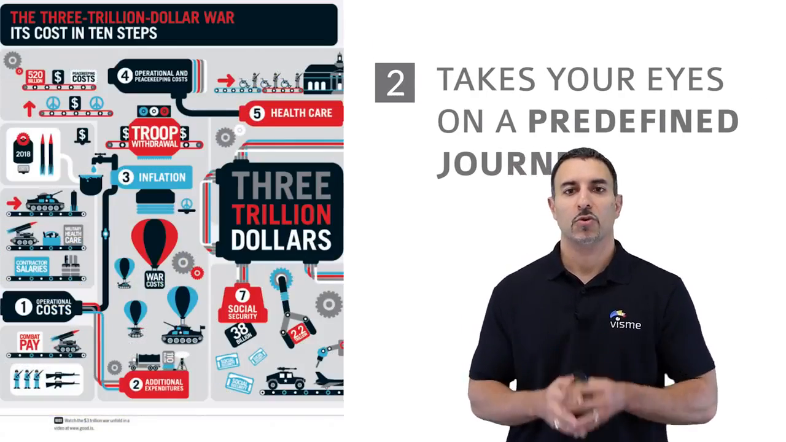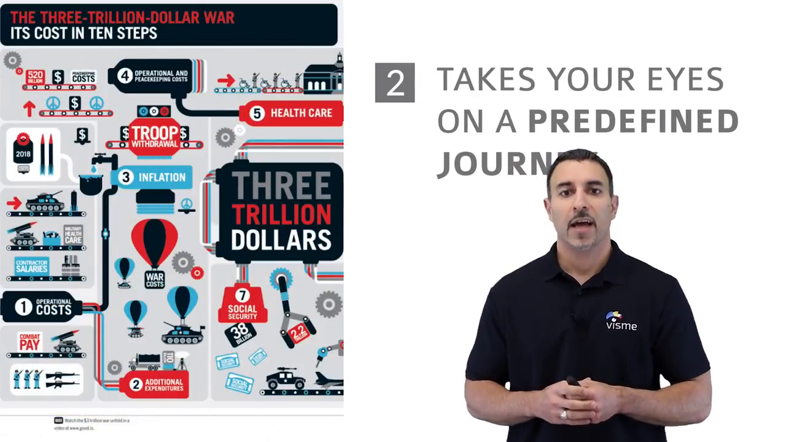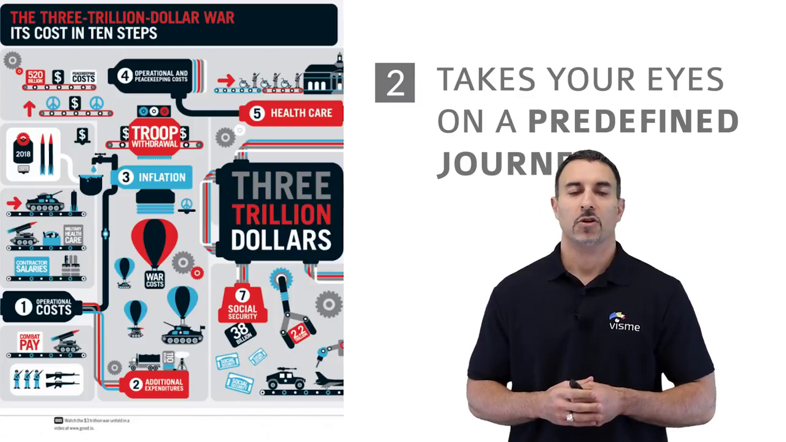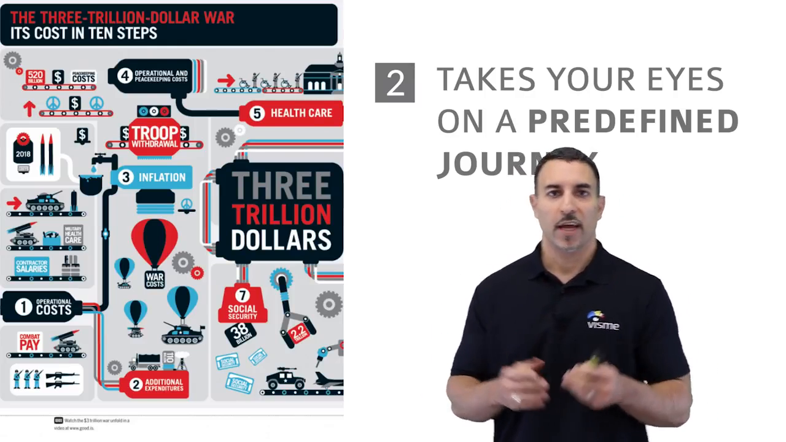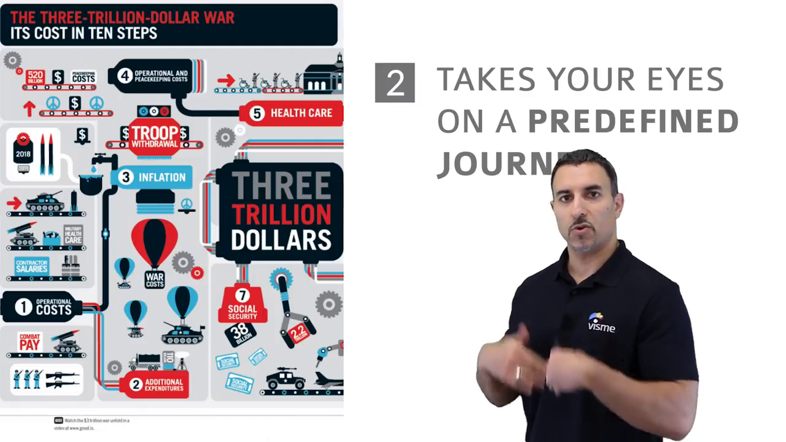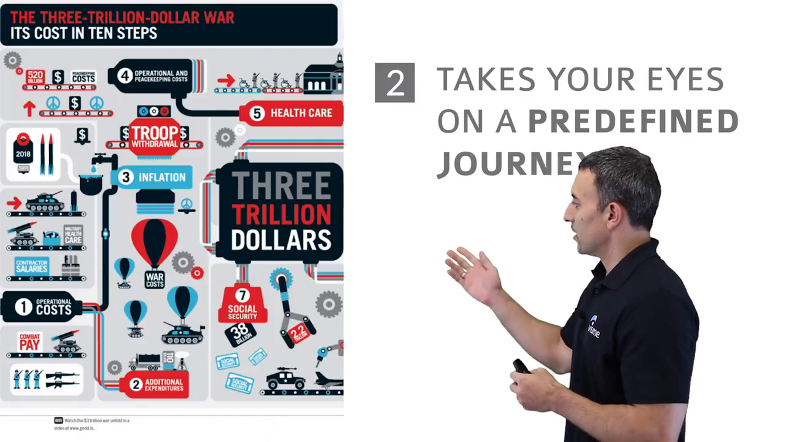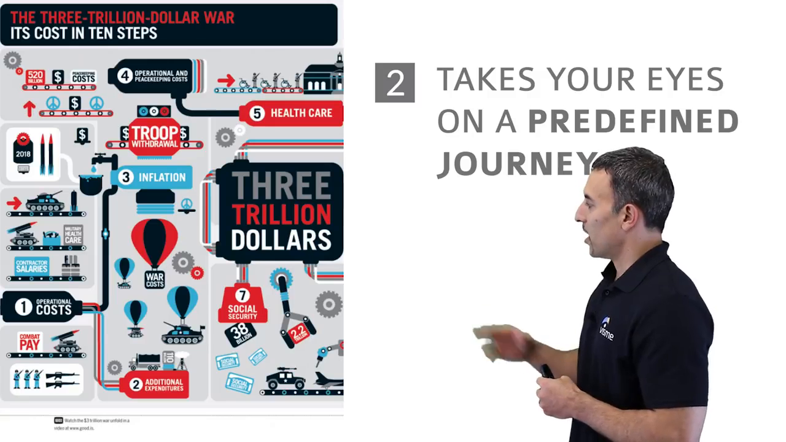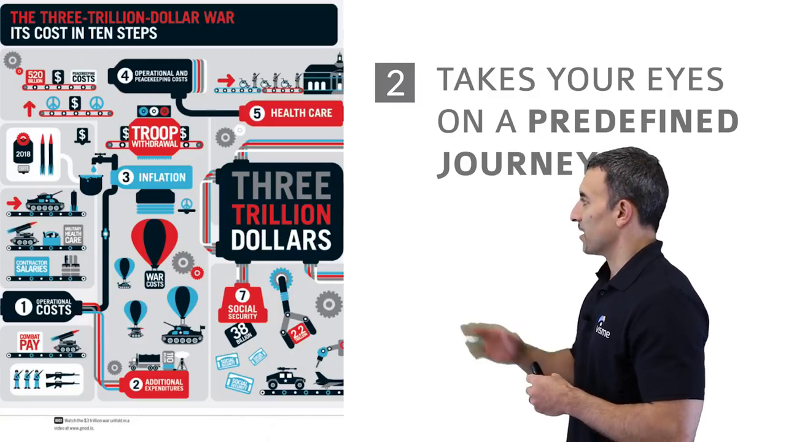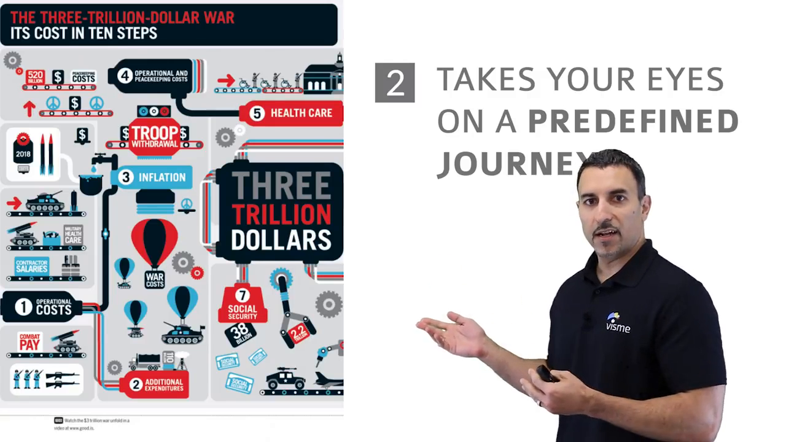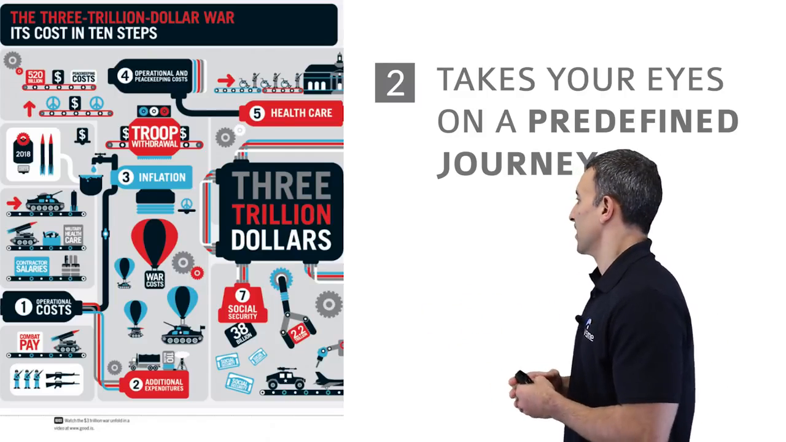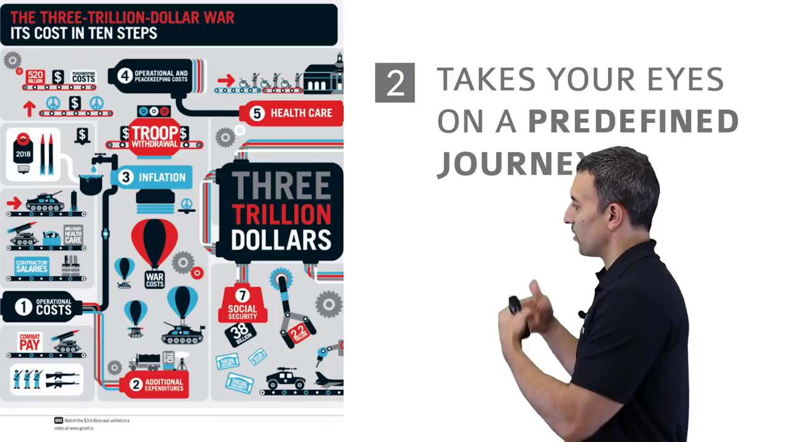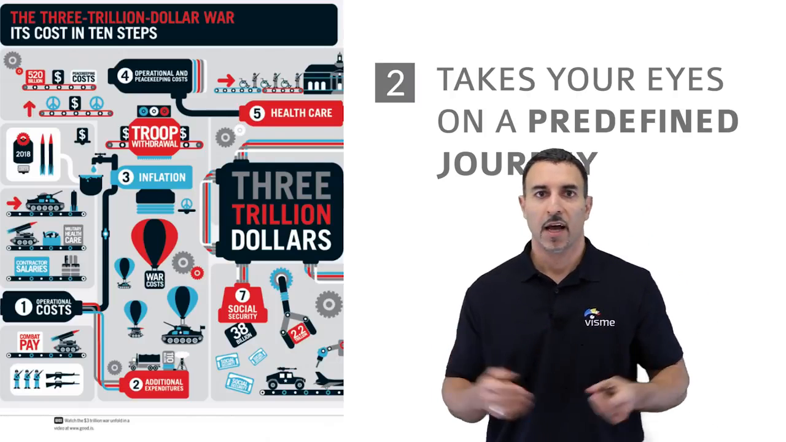Now, number 2 is you want to take your users on a predefined journey. So where do you start and where do you end? Along the way, you want to fill in the gaps, tell them the story, and give them a narrative. This one is not really a great example. The problem with this infographic is that there really is no sense of a beginning and an end. It looks like a soup of letters and numbers. By just looking at it for a few seconds, you have a hard time understanding what it is about.